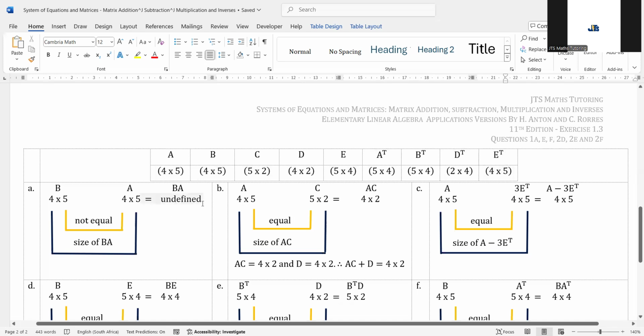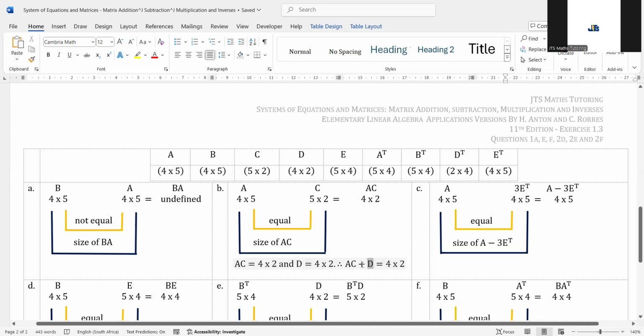So let's get going. The very first question, they want us to tell if BA is defined. So the number of columns in B is 5, and the number of rows in A is 4. Those two are not equal to each other. So BA is undefined. Right.